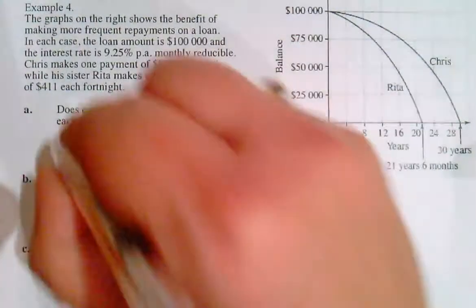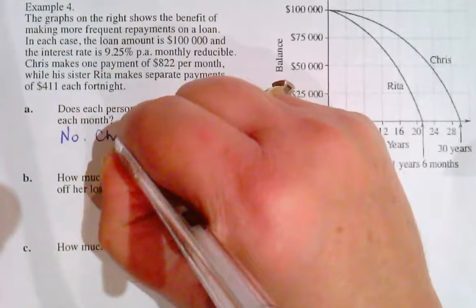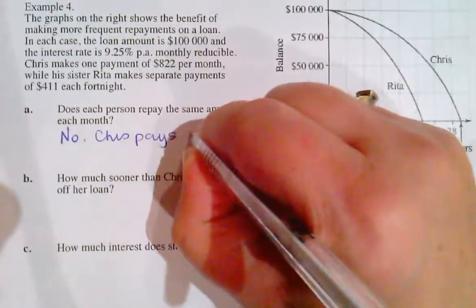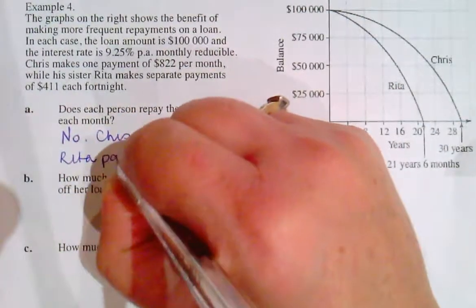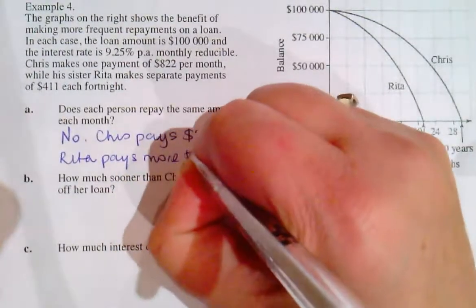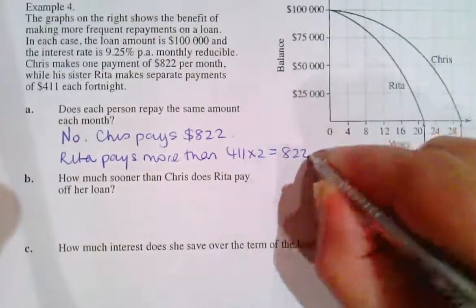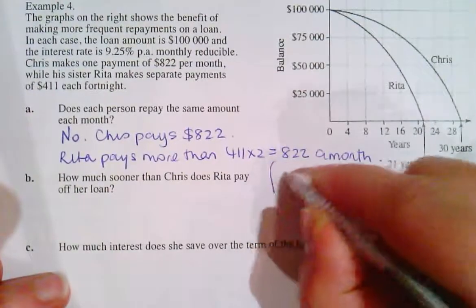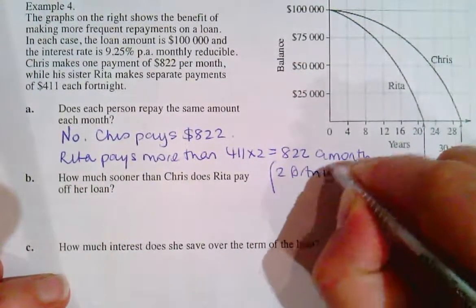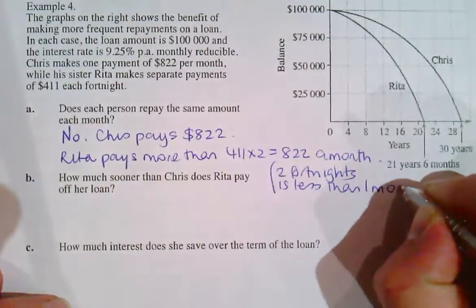Okay, so question A, does each person repay the same amount each month? The answer is no, because Chris pays exactly $822 a month, but Rita pays more than $411 times 2, which is $822 a month. The reason is because 2 fortnights is less than 1 month.